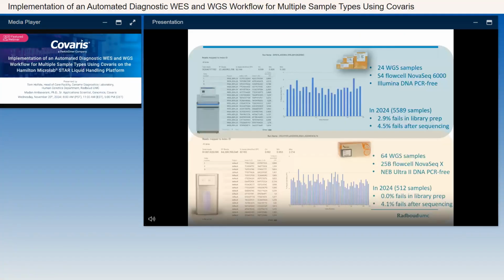How will it look when we focus on the results? You see here 2 copies of runs.